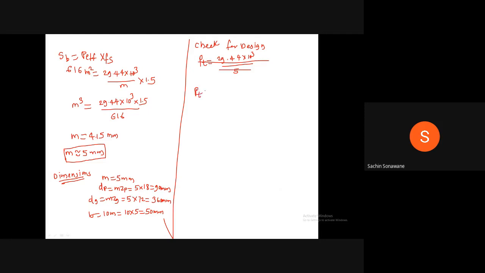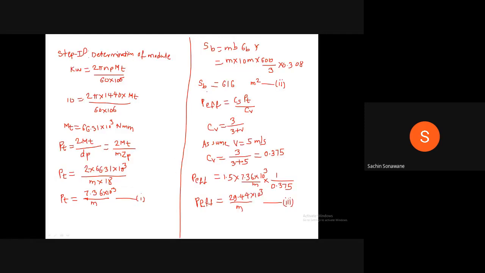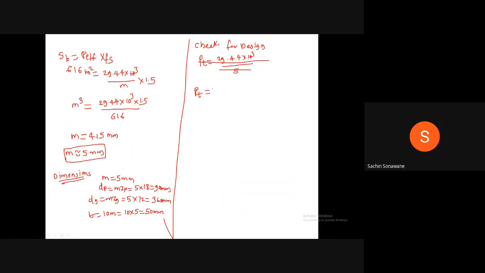PT is equal to 7.36 into 10 raised to 3 divided by m, which is equal to 7.36 into 10 raised to 3 divided by 5. How much is PT? Anyone can tell? Hello, Pranay. How much? Hello. What is the value of PT? 1472, sir. 1472 Newton.